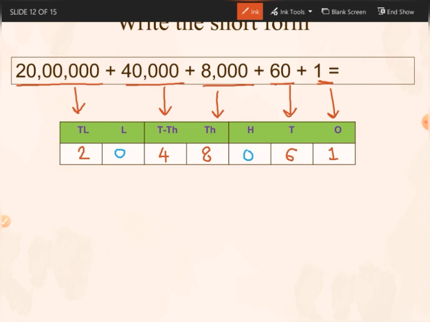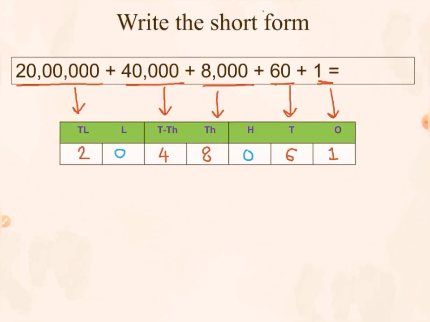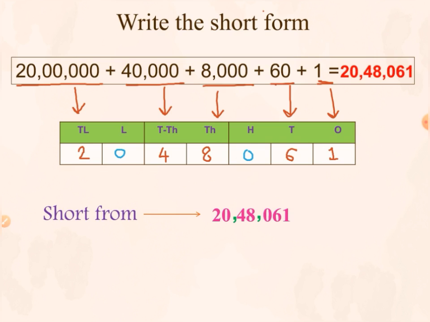So we have obtained all the digits in the place value chart. So the number is actually formed. But before writing in short form, we have to use commas. So we'll put the commas to separate the periods, and then the number will be formed. So the number formed is 20,48,061. This is very important to remember, children, that if for any place there is no digit, we put 0 for that place and then we form the number. Okay.